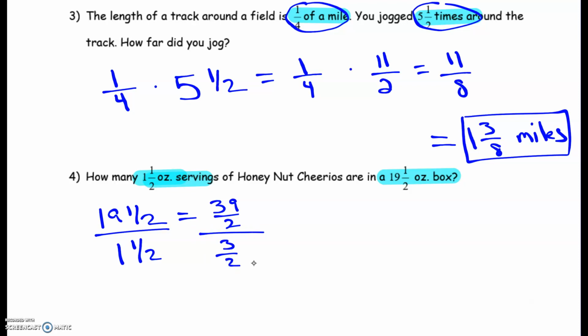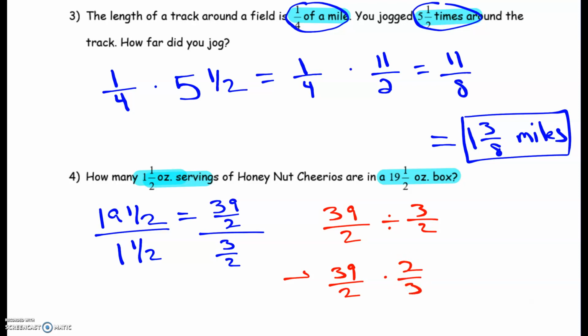Now let's go on to the step where we're going to be multiplying by the reciprocal. 39 over 2 divided by 3 over 2. We keep that 39 over 2. The opposite of division is multiplication, and we multiply by the reciprocal in order to find the quotient. The reciprocal of 3 over 2 is 2 over 3.